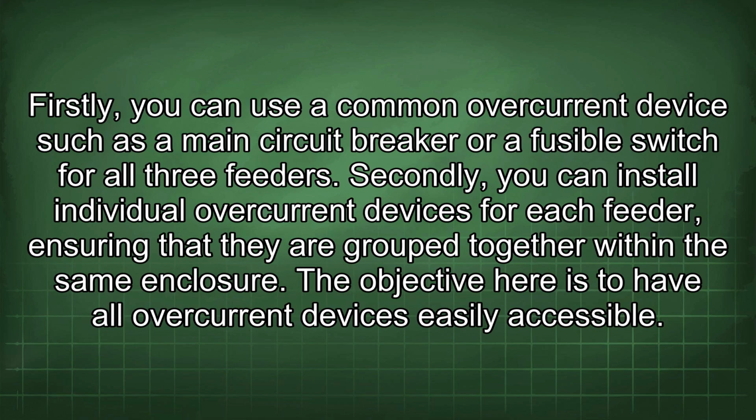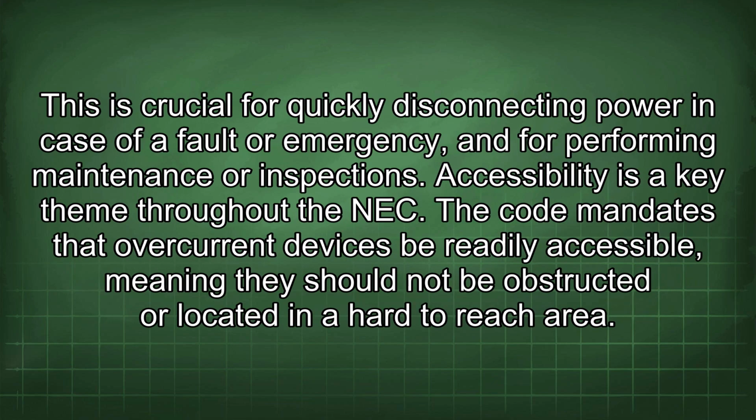Firstly, you can use a common overcurrent device such as a main circuit breaker or a fusible switch for all 3 feeders. Secondly, you can install individual overcurrent devices for each feeder, ensuring that they are grouped together within the same enclosure. The objective here is to have all overcurrent devices easily accessible. This is crucial for quickly disconnecting power in case of a fault or emergency, and for performing maintenance or inspections.